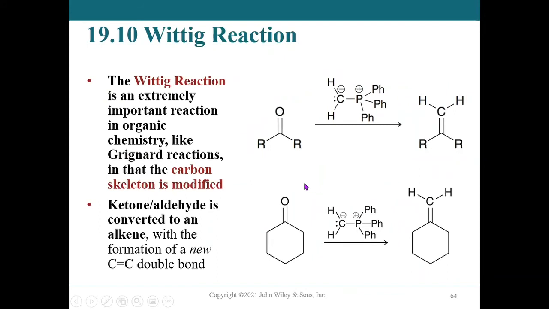Another reaction that is very interesting for ketones and aldehydes is the Wittig reaction. The Wittig reaction is an extremely important reaction in organic chemistry, like the Grignard reaction. In that sense, the carbon skeleton is modified. Ketone or aldehyde is converted to an alkene with the formation of a new C=C double bond.